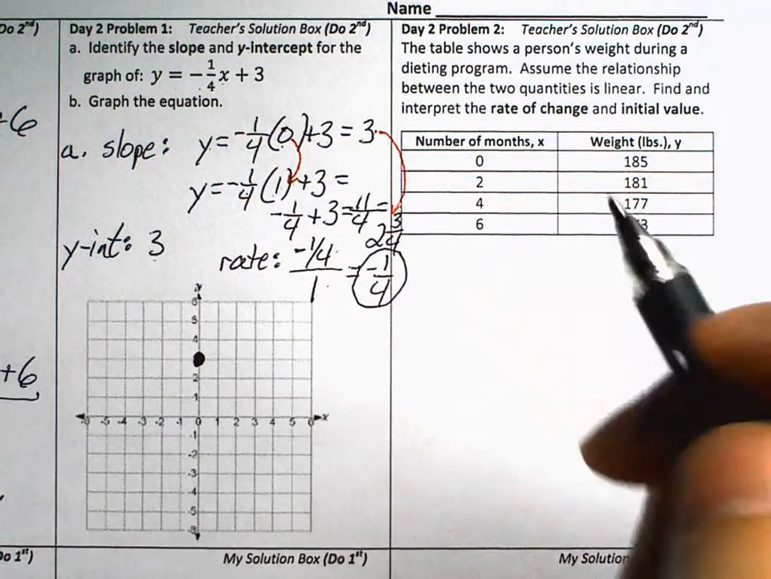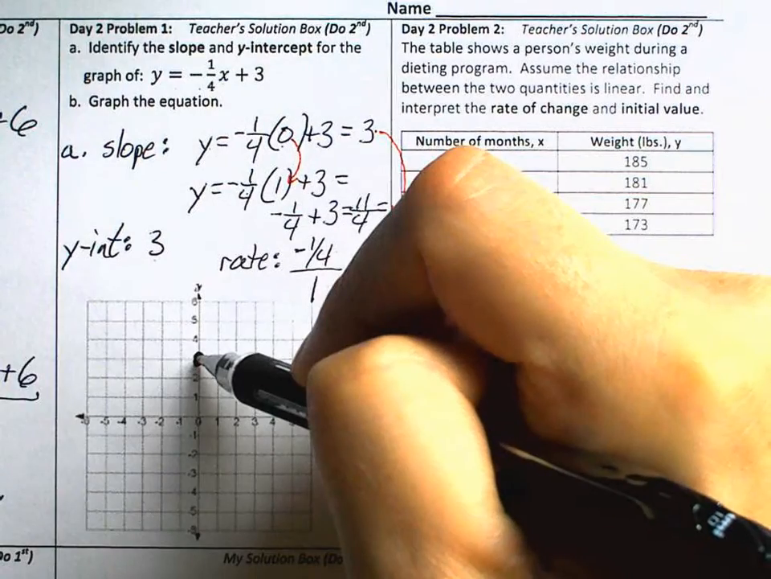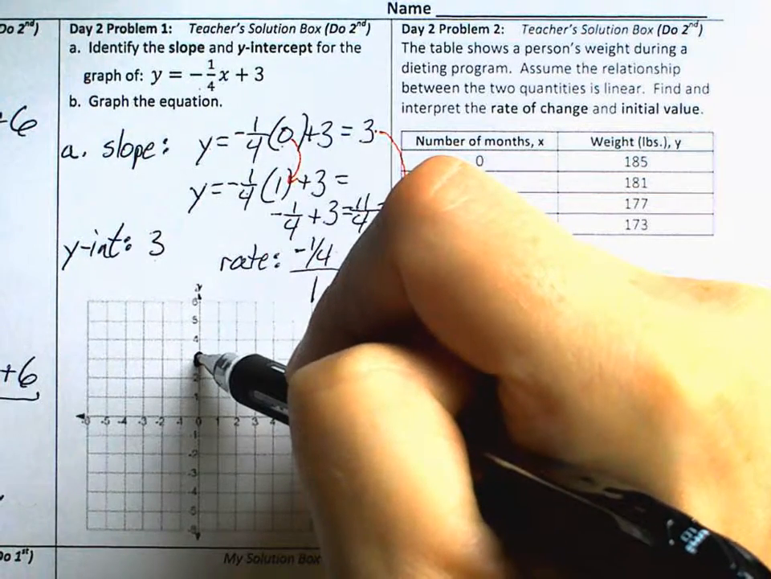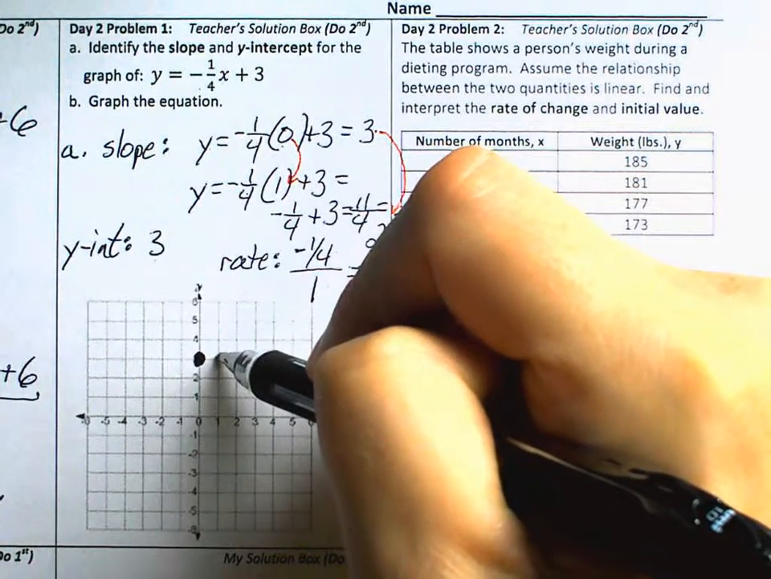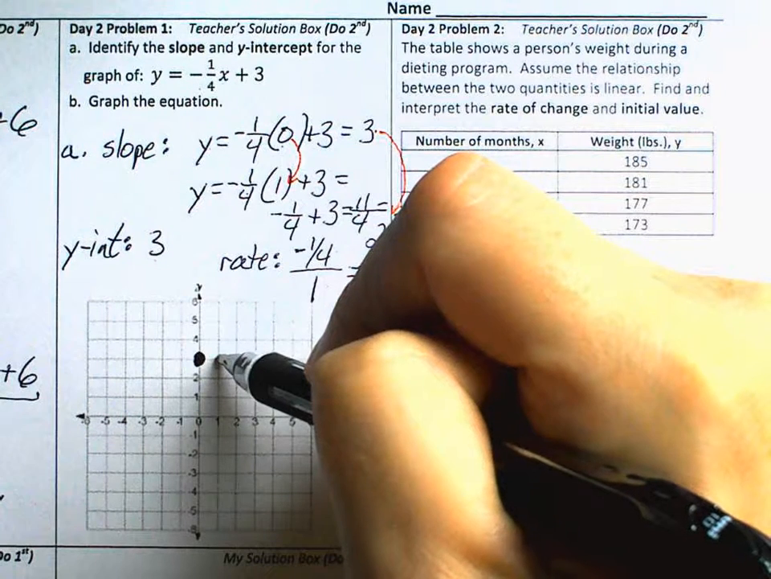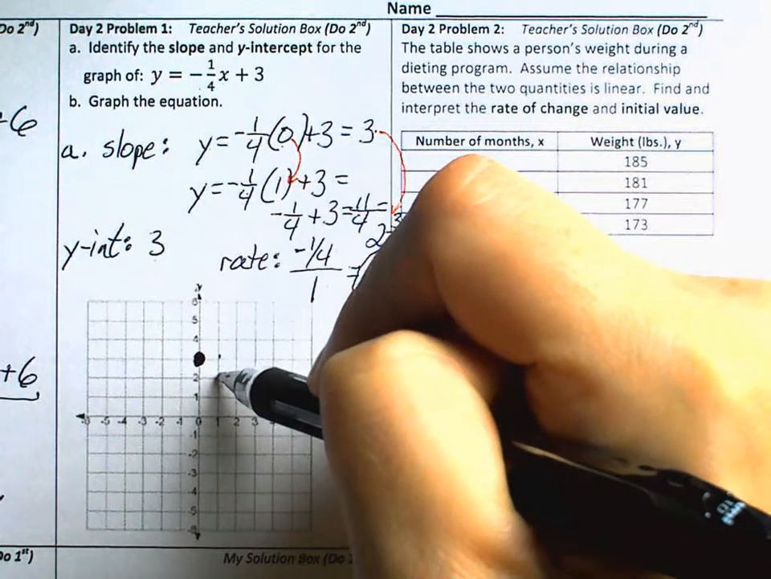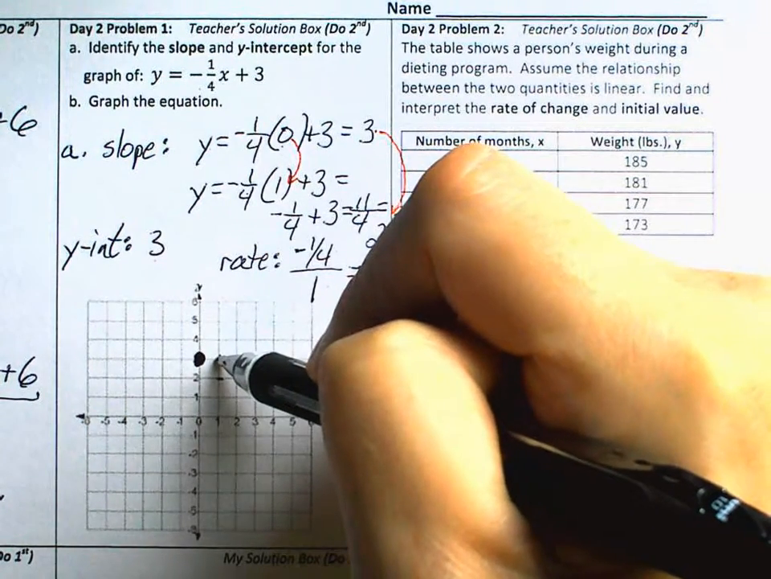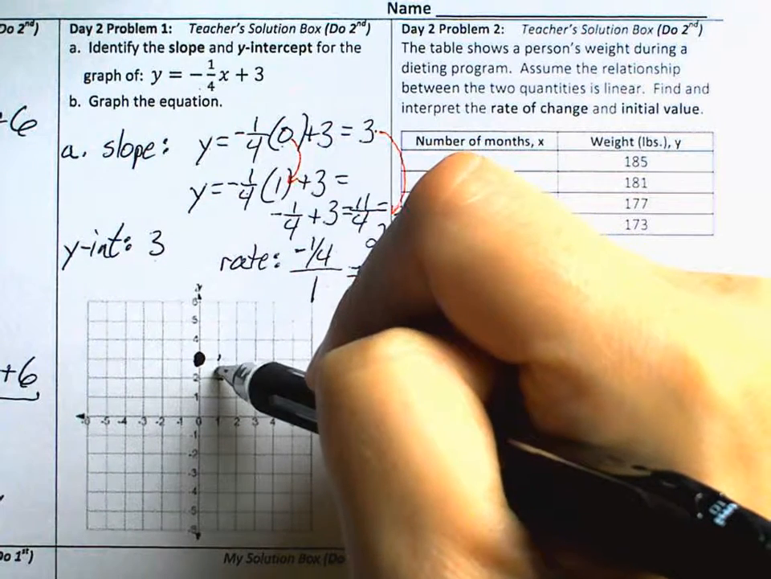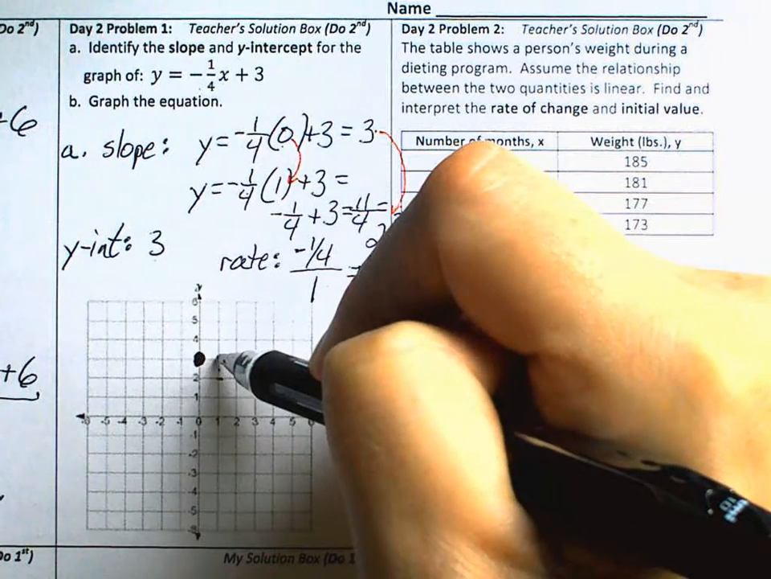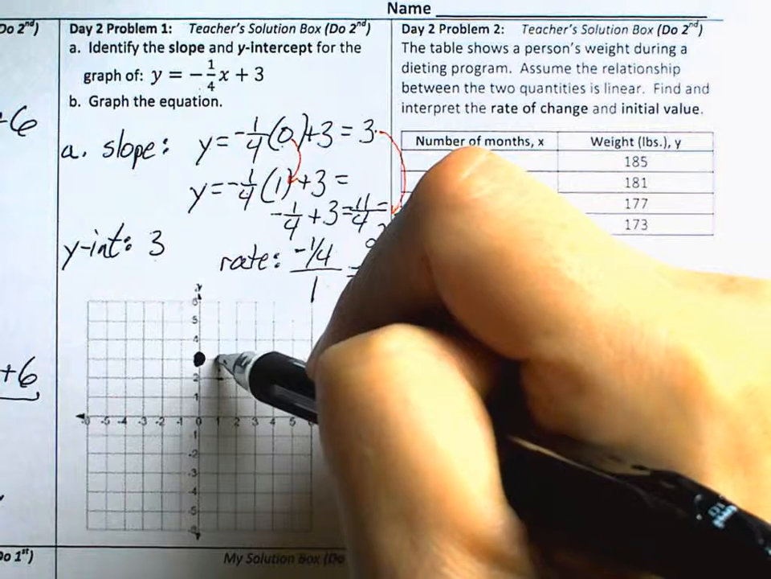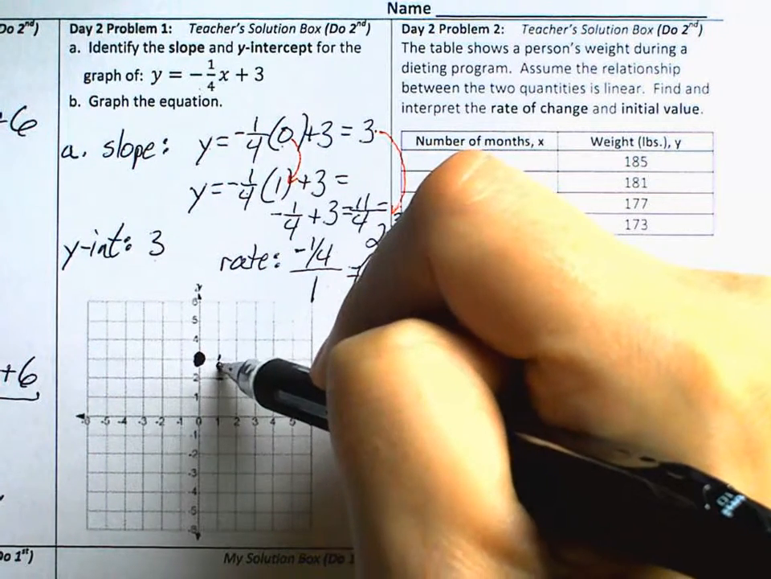So let's use that to find more dots. Let's increase the x by 1 spot to the right, and decrease the y by 1/4 of a unit. So I'm not going to go down 1 full unit, and I'm not even going to go down halfway to the next mark. That would be a half. We want to decrease by 1/4. So a tiny bit down, there's another dot.